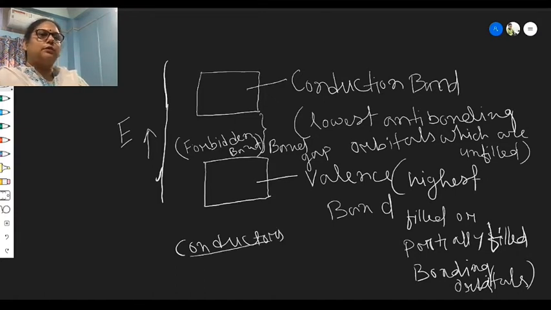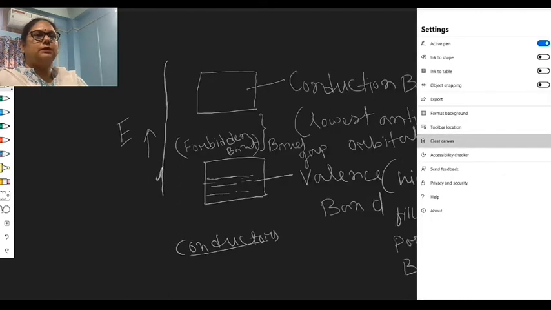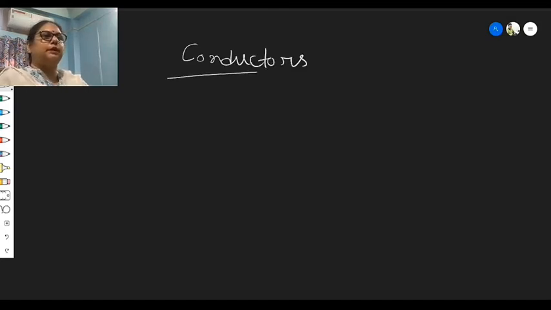So in case of conductors, that means metals, the valence band is partially filled. The orbitals are partially occupied by electrons, and the band gap is very small. Now we consider separately the band gaps for conductors, and for insulators and semiconductors. Now here we consider the conductors.